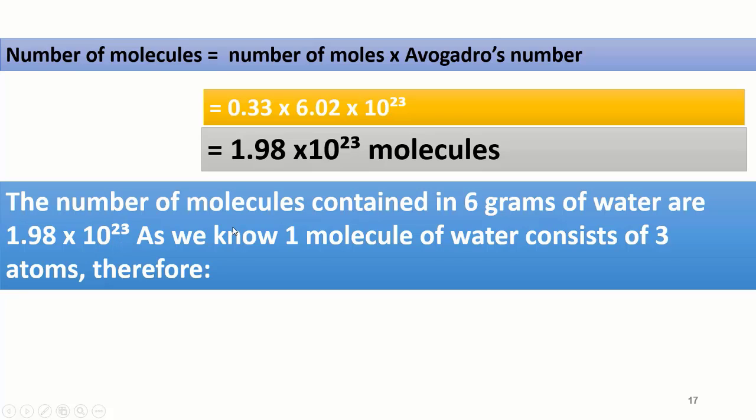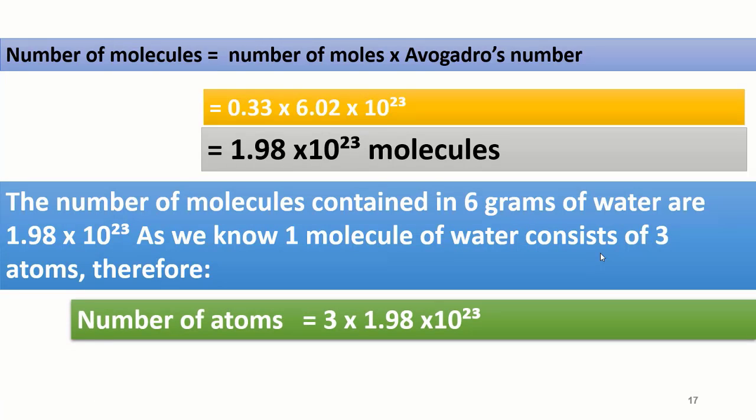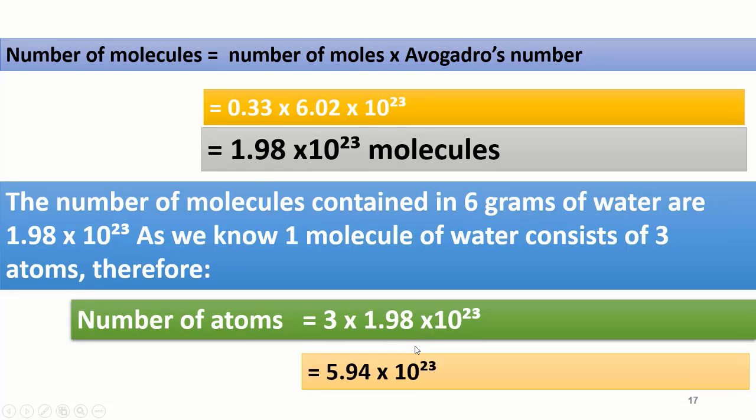As we know that one molecule of water consists of 3 atoms, 2 atoms of hydrogen and 1 atom of oxygen. So total 3 atoms are present in a water molecule. So we can calculate number of atoms by applying the formula 3 multiplied by 1.98 into 10 raised to power 23. The answer is 5.94 into 10 raised to power 23.